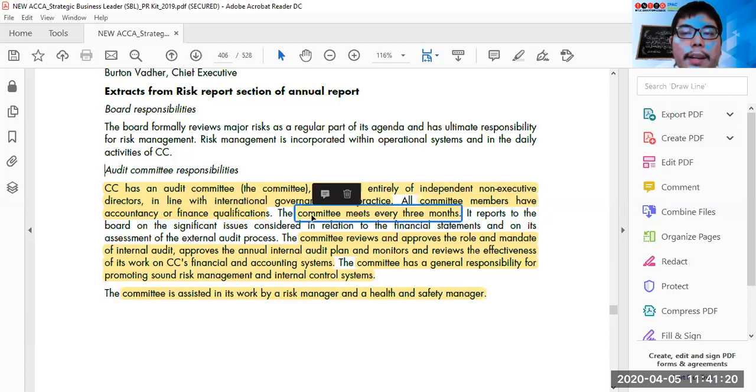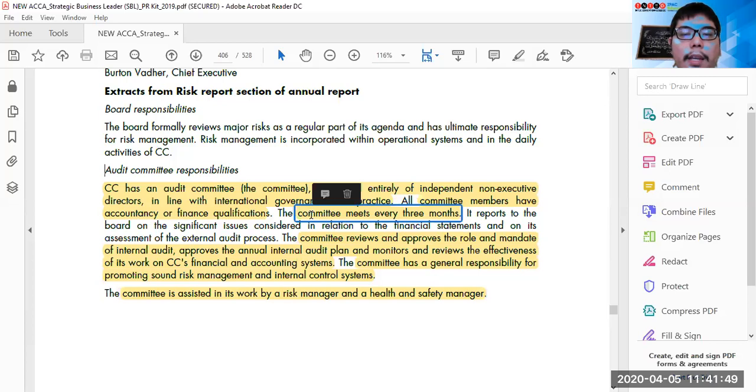The committee meets every 3 months. With a separate risk committee, the company CC can hold risk committee meetings more frequently, for example every month. As a result, they can identify more risks. As you know, the nature of risk is dynamic; it is constantly changing. So that's benefit number 3.